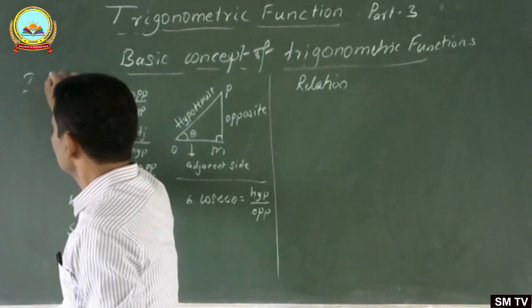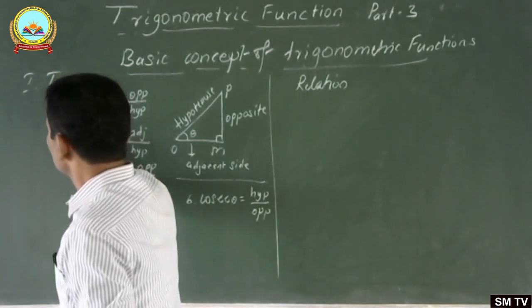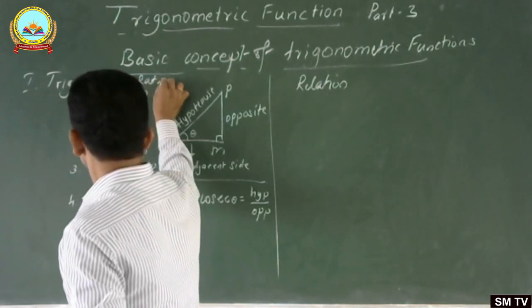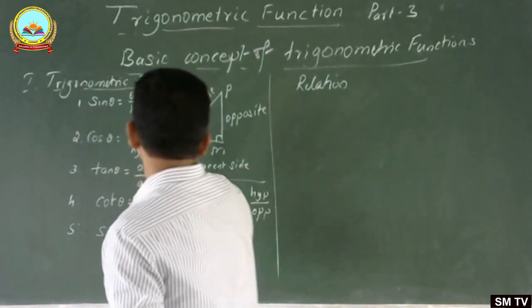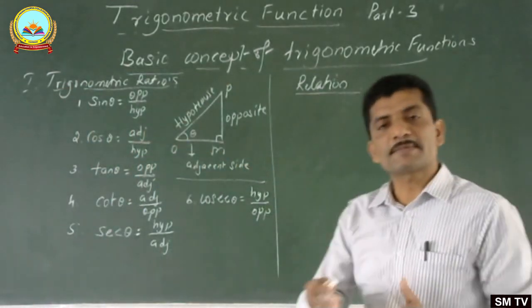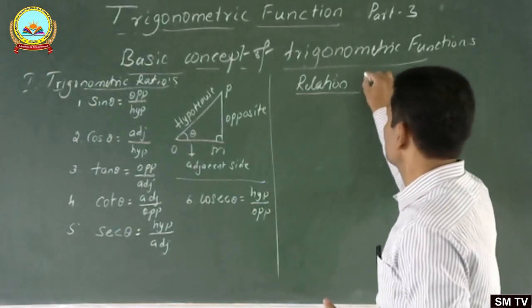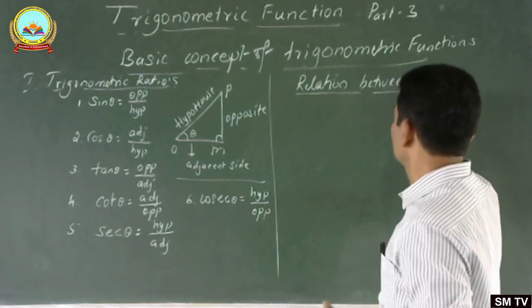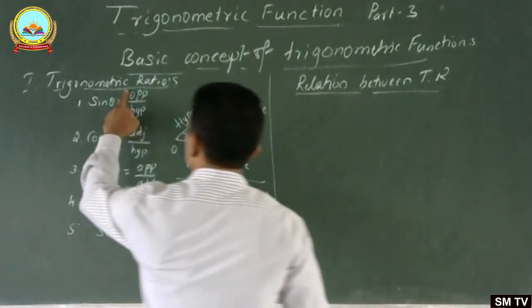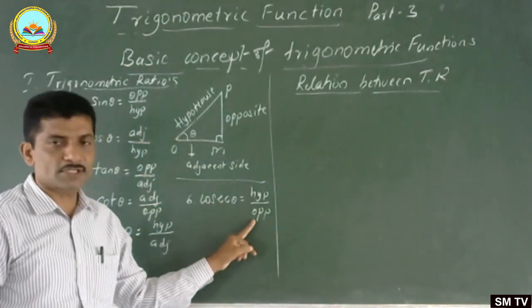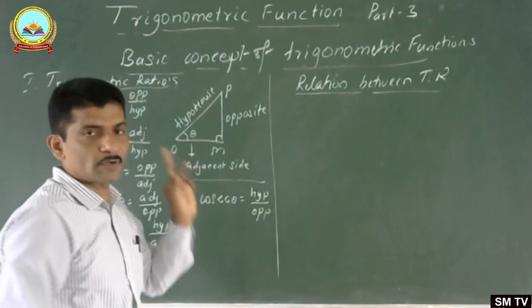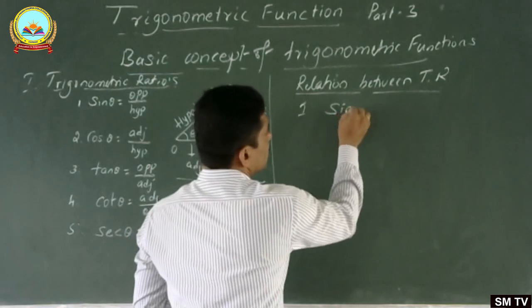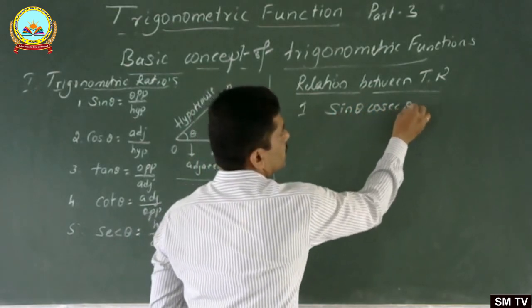The first one is trigonometric ratios. The next one is the relations between trigonometric ratios. Here you know that sin theta is opposite by hypotenuse, cosecant theta is hypotenuse divided by opposite. One is the reciprocal of the other. Therefore, we say that the first trigonometric relation is sin theta into cosecant theta is equal to 1.